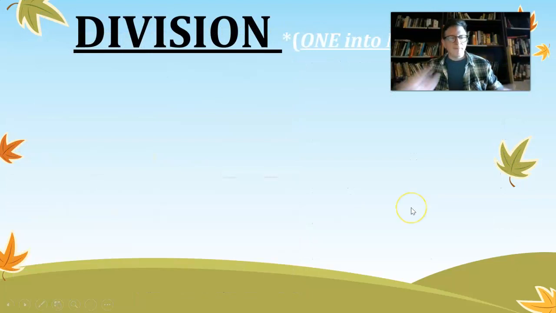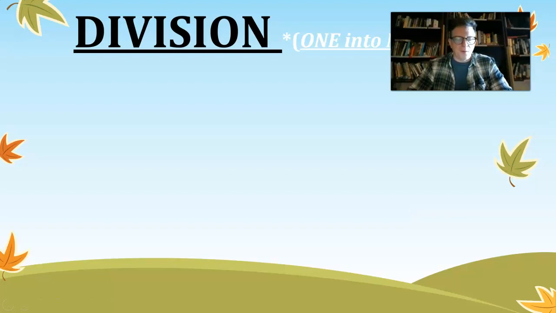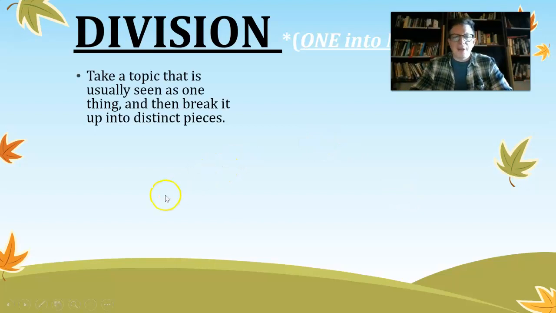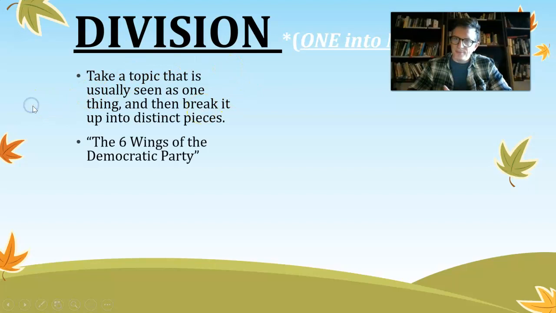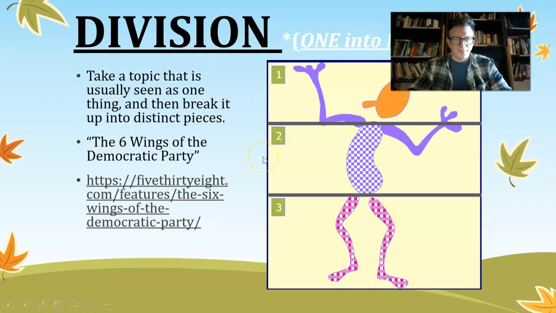All right. The next thing is division. You can also write an essay where you utilize division. You take a topic that is usually seen as one thing, and then you break it up into distinct pieces and show how actually there's a lot of different compartments to it. Okay, so like this looks like a human, okay, but division would be to divide up and say, no, there's actually 3 different parts.